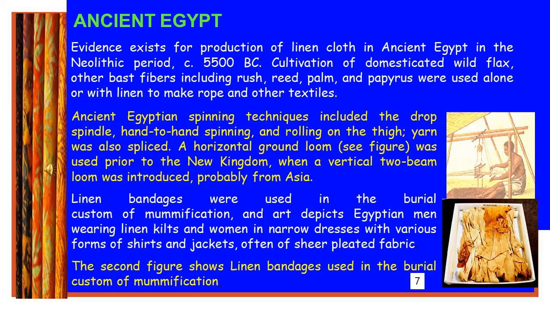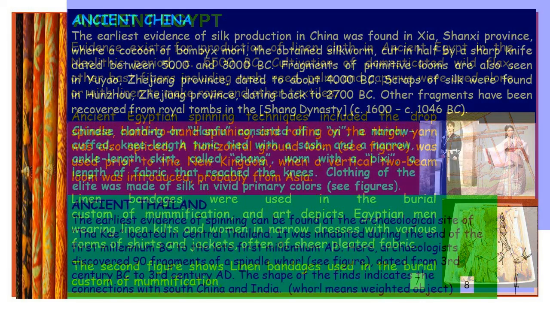Linen bandages were used in the burial customs of mummification, and art depicts Egyptian men wearing linen kilts and women in narrow dresses with various forms of skirts and jackets, often of sheer pleated fabrics. The second figure shows linen bandage used in the burial customs of mummification.